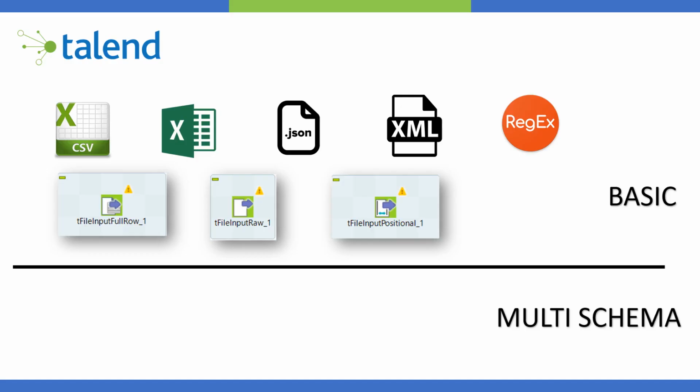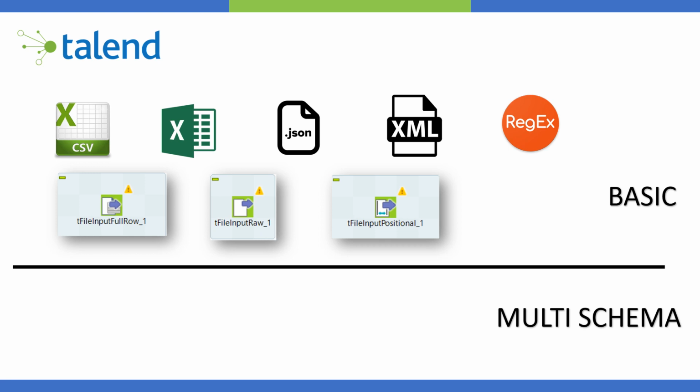So before moving on, let me explain that I've divided this video tutorial in two different parts. One is going to be the basic file parsers, and it will include single schema file parsers. So files in which we have a single type of schema or a single consistent schema, they're going to be dealt using the basic parsers. And for this, Talend provides CSV, Excel, JSON, XML, and then we have regular expression parser.